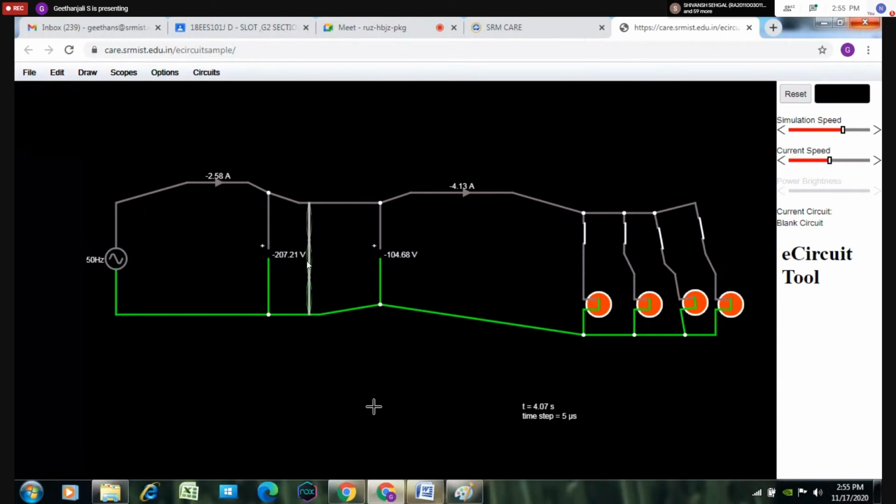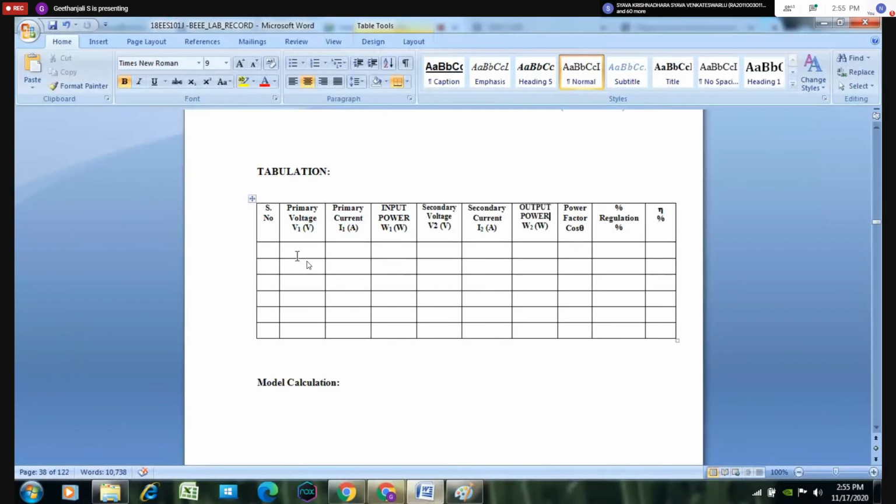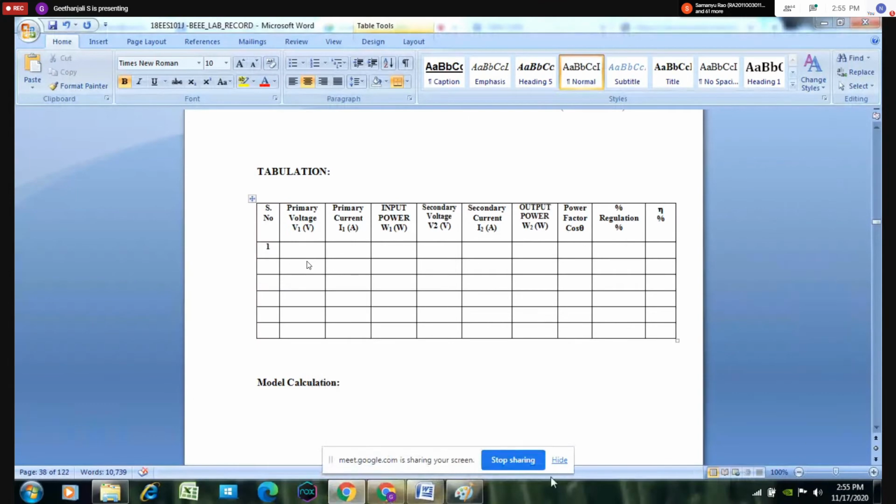Now we will fill the tabular column. All of you open the tabular column. 4 readings we are going to take. First reading. At this instant, the first reading should be the no load reading.